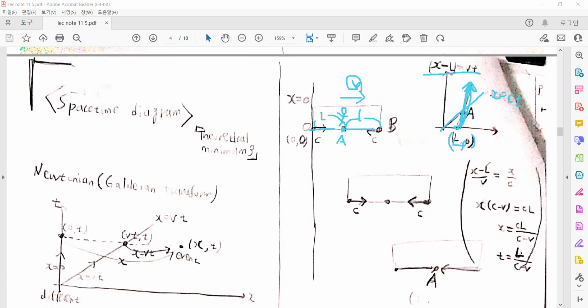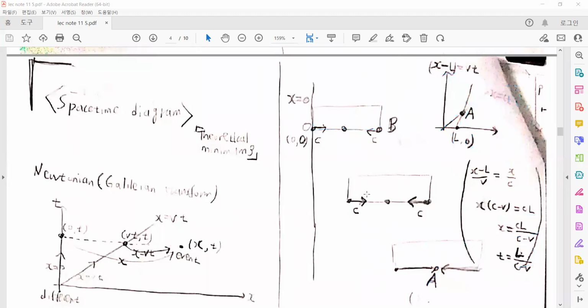By finding the intersection point of these two lines in the space-time diagram with simple algebra, we can find what this point I is in the space-time diagram. So from that, let's start with t equal to (x minus l) over v equal to x over c, then we can find the x and t of the event I in the space-time diagram.